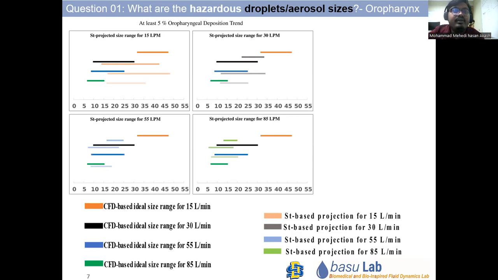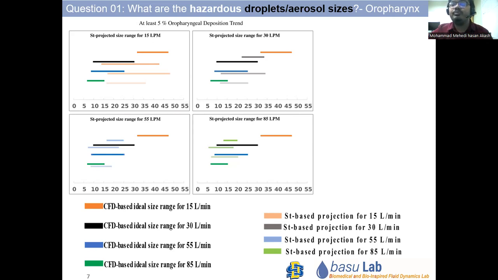First, focus on the trend of droplet ranges from CFD. As all other inhalation rates in this panel are higher than 15 liters per minute, the trend line for CFD should move left to the orange deep line, and it is happening. We can see it if we focus on the black, deep blue and the deep green lines. Now focus on the light oranges in the first panel. They represent the size range for 15 liters per minute but using CFD values respectively for 30, 55 and 85 liters per minute.